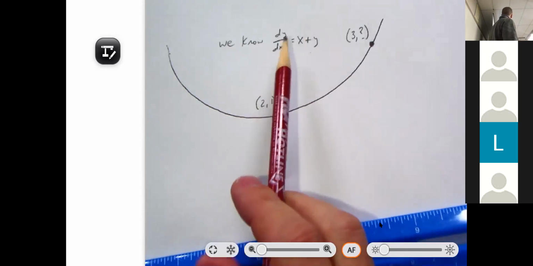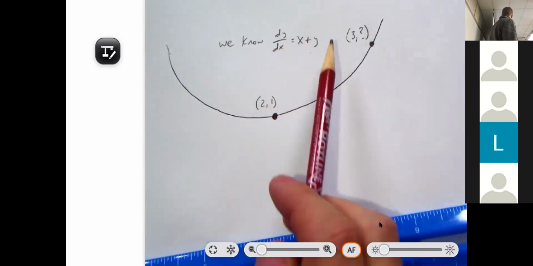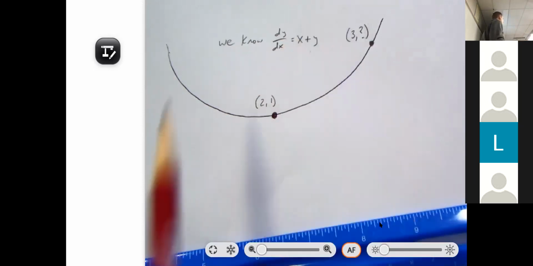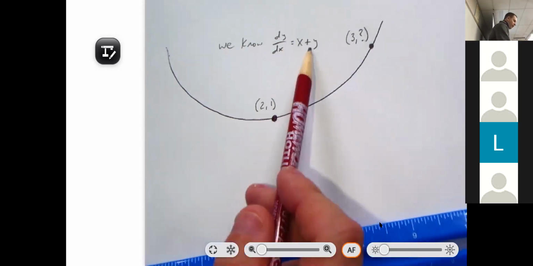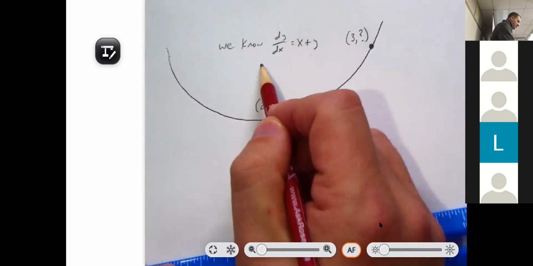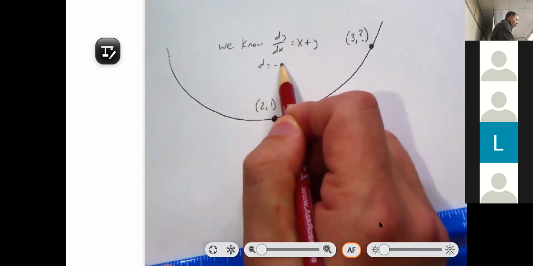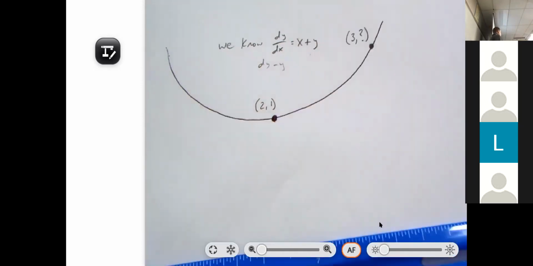Anytime your differential equation is in terms of addition or subtraction, you can't separate those things. You couldn't subtract y over and then have dy minus y. You can't integrate that. So if your differential equation is not separable, we can't find the original equation.